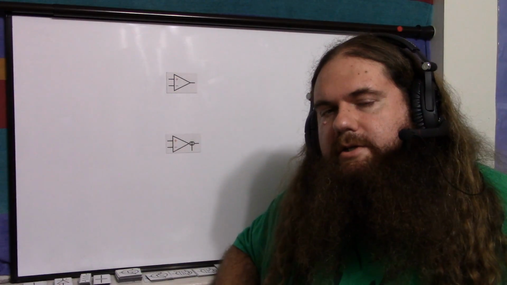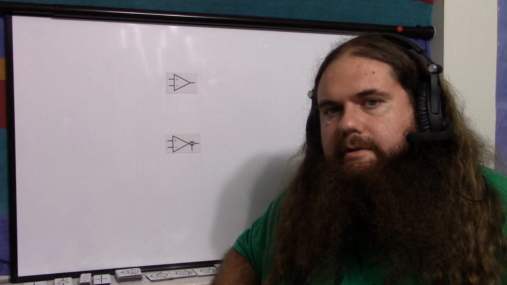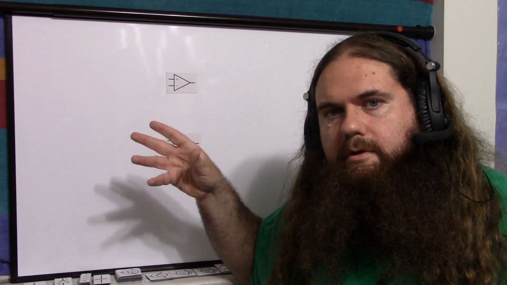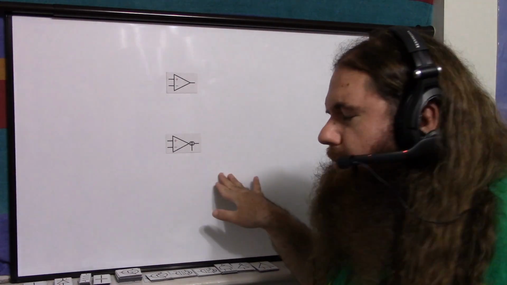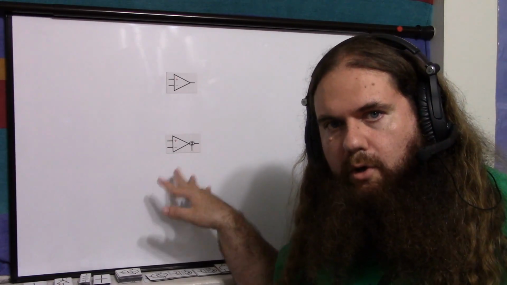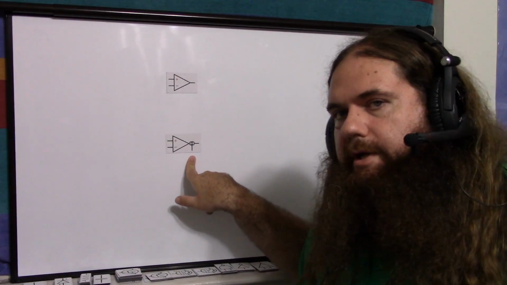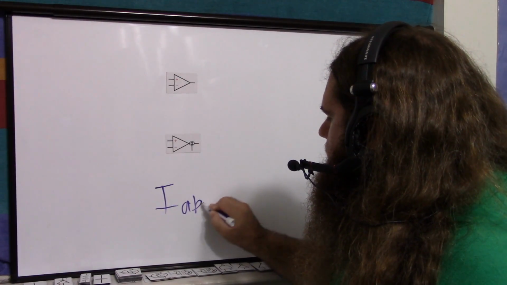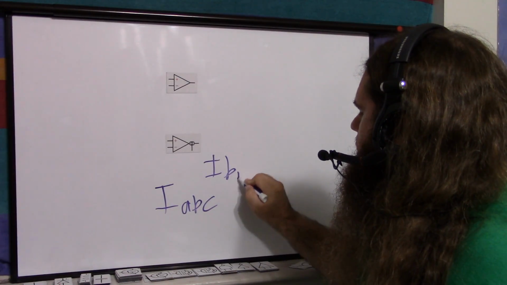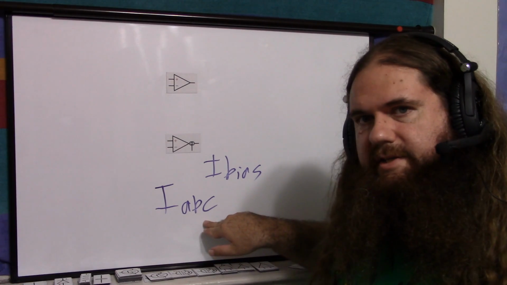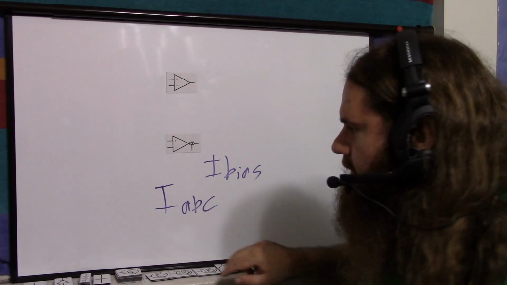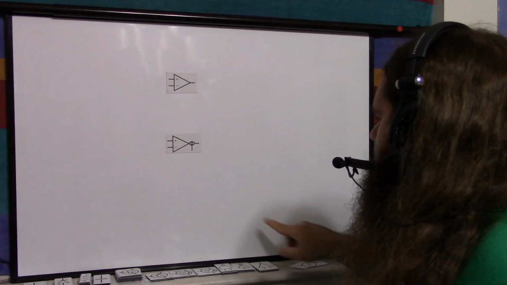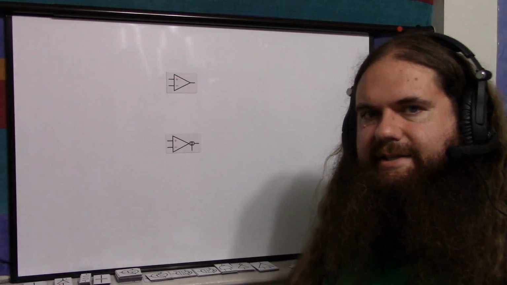The OTA is generally not operated in closed loop form. It can be, but it's generally open loop because this third input, which is commonly called IABC or I bias, other things. ABC is amplifier bias current, if I recall correctly. It doesn't matter. You'll see it. This input directly sets the gain.